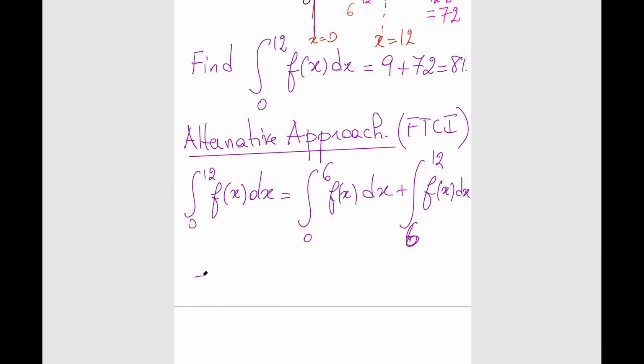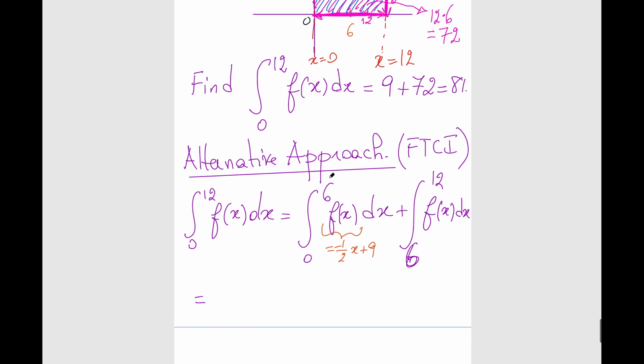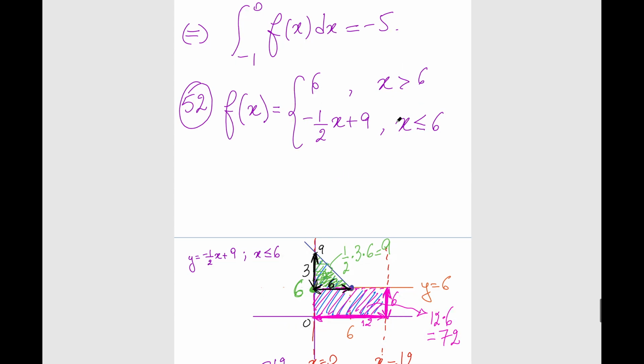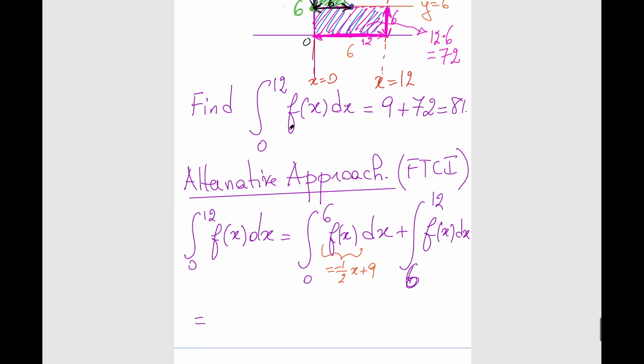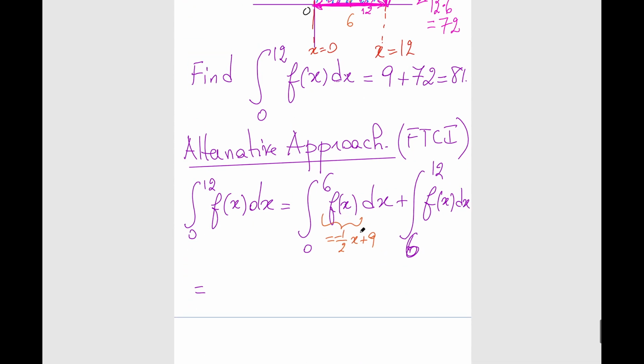So that's going to be negative half x plus 9. Correct? Why? Because the function here corresponds to x being between 0 and 6. For x between 0 and 6, for any x less than or equal to 6, the function f of x is that guy. So you can take this function out, replace it by this.